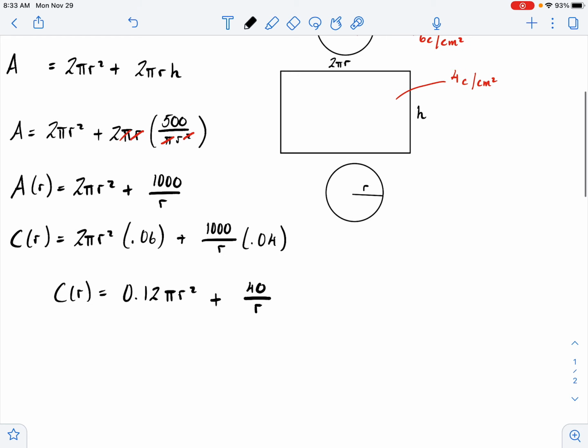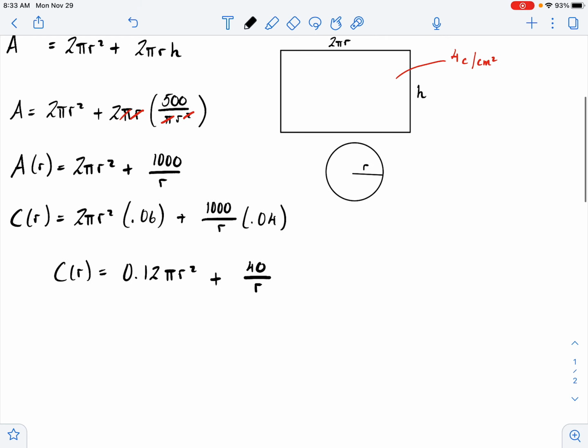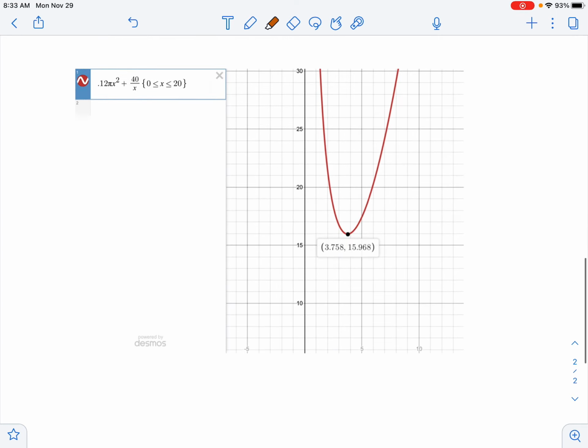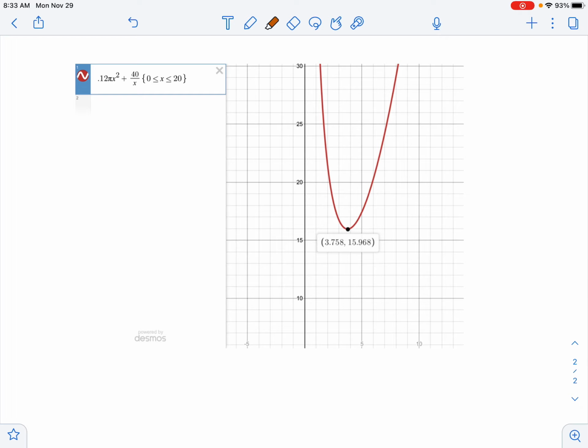We are then asked, in the second part, to graph this function. So this is our function. That is the first part of the question. That is cost as a function of radius. In the second part, we're asked to graph it, and I have done that down here. I have graphed our function, as you can see, 0.12 pi x squared plus 40 over x. I have limited my domain from 0 to 20, and you see this graph right here.